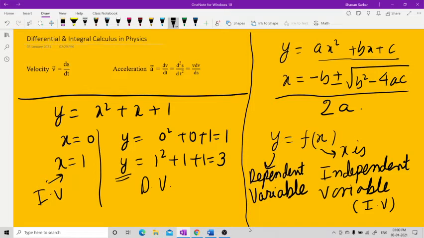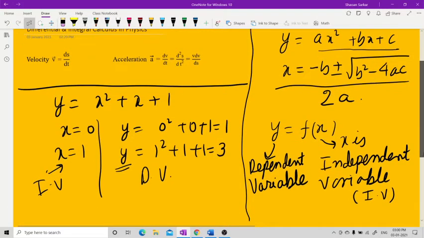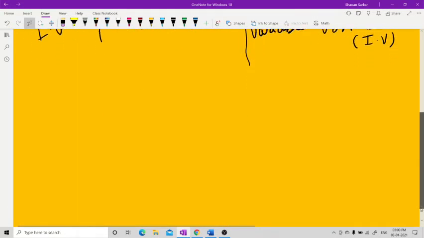Now you need to understand the calculus that is involved in physics. Later on we'll do it in maths, but basically we have to do it right now. What is ds dt? What is dv dt? These concepts need to be understood. Let me take some page.